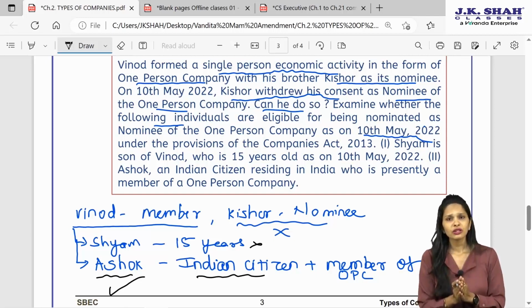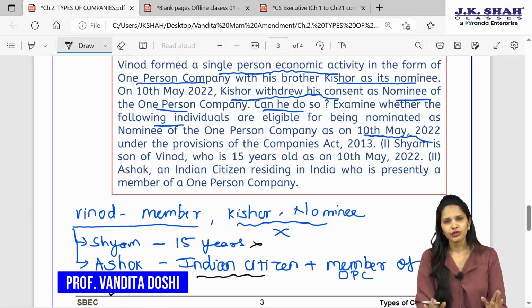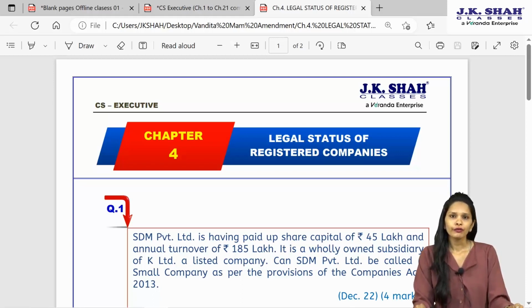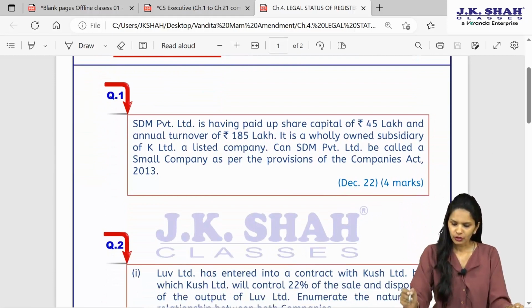Students, always remember, this chapter is very important and we have covered all the questions which were asked in the past 4 attempts. Today we will be discussing all the questions of the last 4 attempts of your chapter number 4. Chapter number 4 is again one of the very important chapters as far as your June 23 attempt is concerned, because for every attempt they are asking a minimum of 1 or 2 questions from this. Questions are not direct; they will always ask you in the form of a case law. So let us start with the first question.